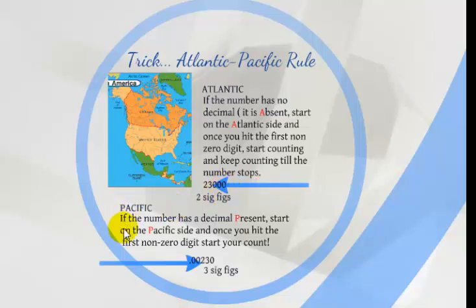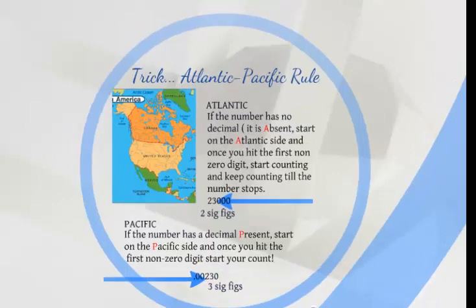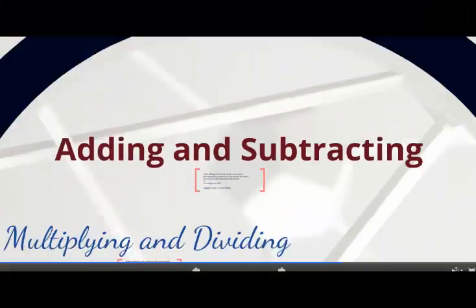The Pacific rule says if the number has a decimal present, P, present, then start on the Pacific side of the number. And once you hit the first non-zero digit, start counting. So 1, 2, 3, and you keep counting till the end. These are just placeholders, but this is a little shortcut that might help you.